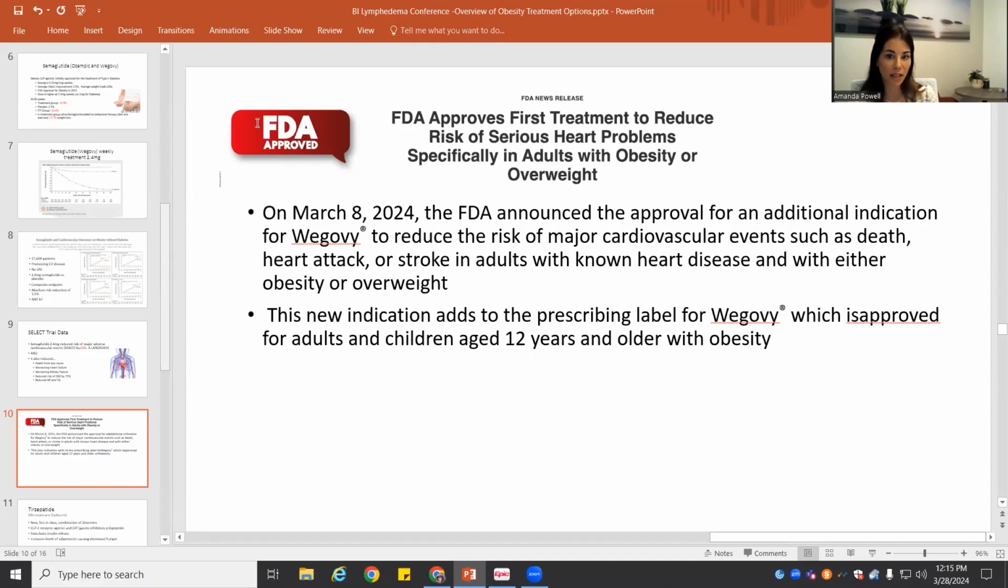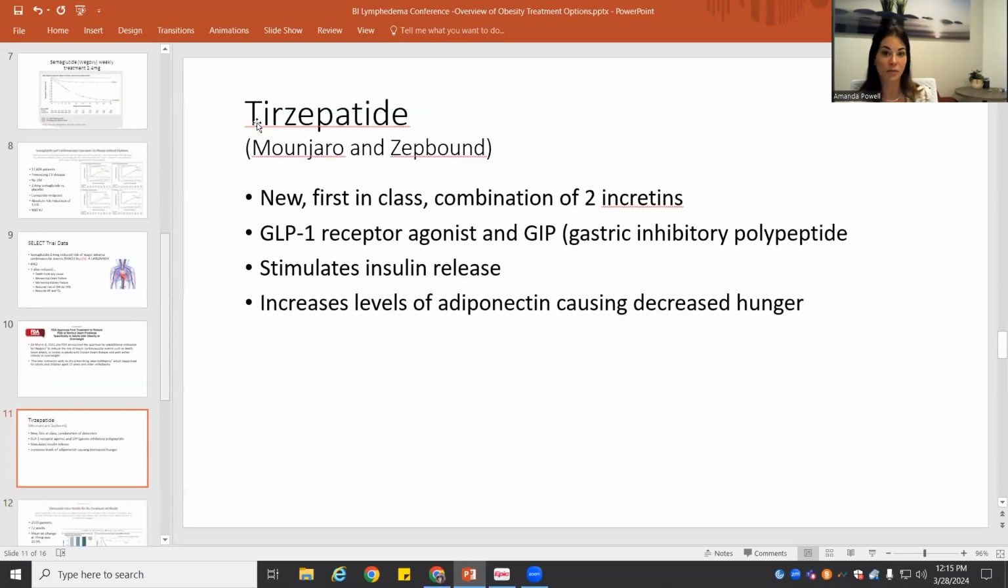And so on March 8th, the FDA announced the approval of an additional indication for Wegovy, which is also Ozempic, for patients who are at high risk of major cardiovascular events. And it's approved in patients who are above the age of 12. The nice part about this approval is in Medicare patients, which is the hardest patient population for us to treat and get coverage for drugs. Medicare is supposed to start covering Wegovy for overweight and obese patients with cardiovascular disease or risk of cardiovascular disease, which is profound for us because the Medicare patient population has historically been very hard to treat because of coverage issues.